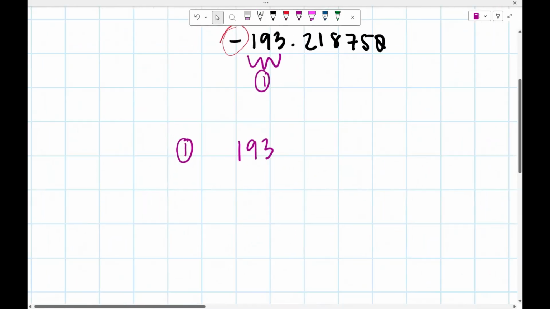So we'll take 193 and do our division method that I've talked about before. 193 divided by 2 should be 96, and that would be 192.